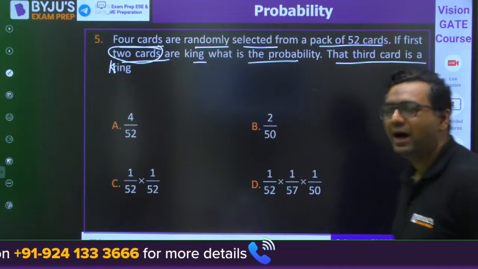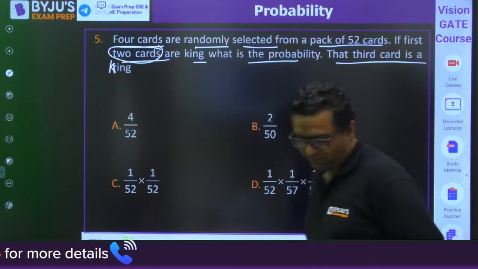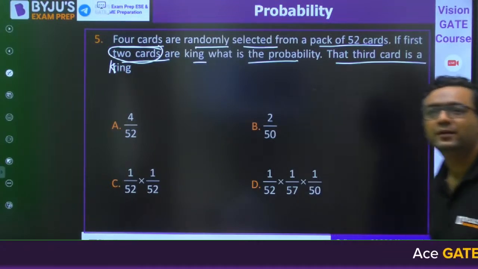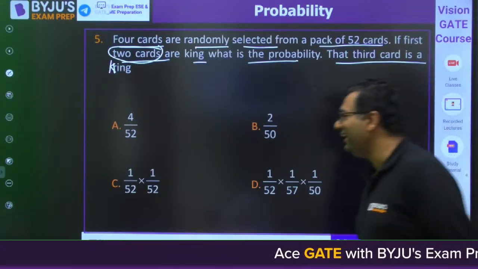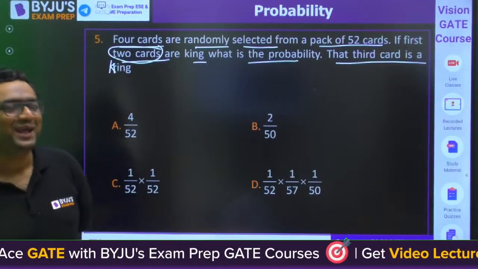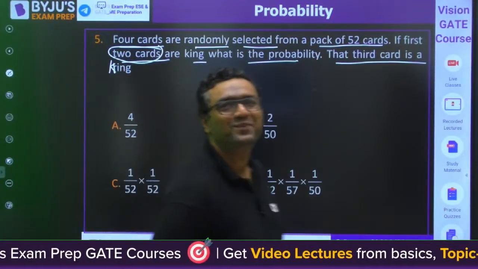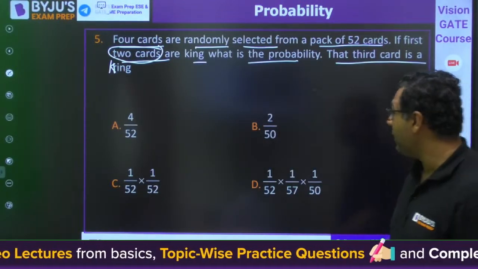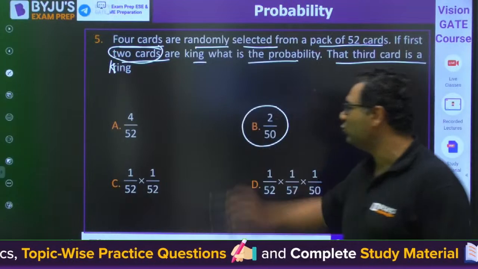Okay, Ma is saying A, 4 by 52. Okay, what about others? Vinay Joshi is saying B, 2 by 50. Very good. Malesh is saying A. Okay. Wonderful. At least you guys have tried. And Vinay and Papa Ka Ghoda have given the correct answer, 2 by 50.